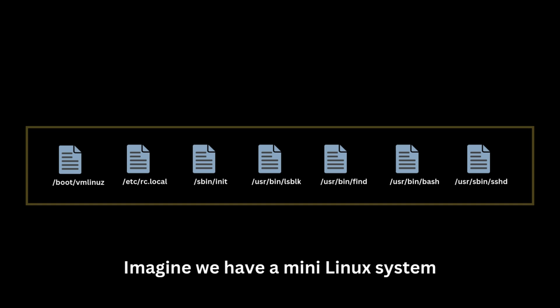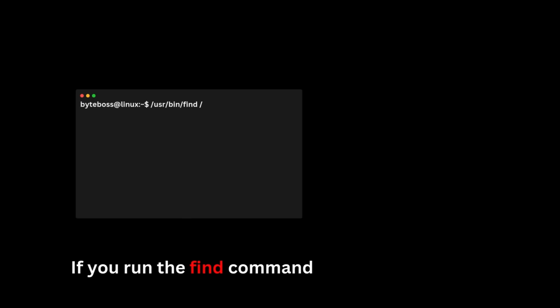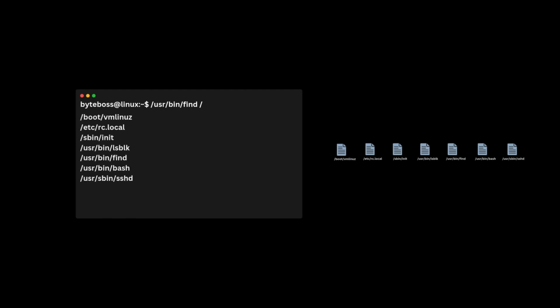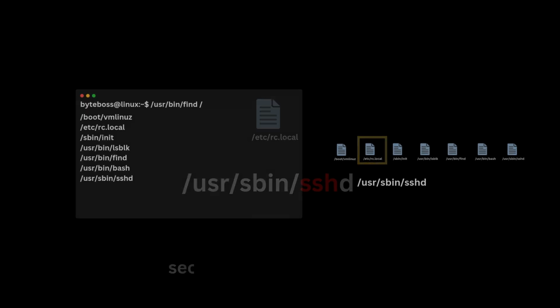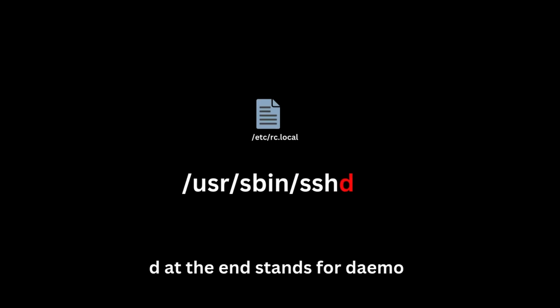Imagine we have a mini Linux system with just 7 files and a storage disk split into 2 partitions. If we run the find command, it will list those 7 files like this. In this list, rc.local is a text file containing just one line, /usr/sbin/sshd. SSH is the secure shell application, and the D at the end stands for daemon. In Unix-like systems, a daemon is a background service that runs continuously, waiting to perform tasks or respond to requests.